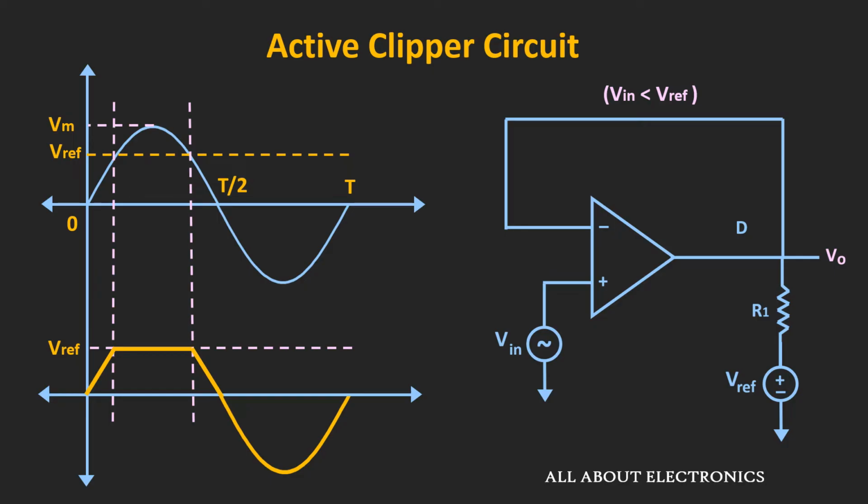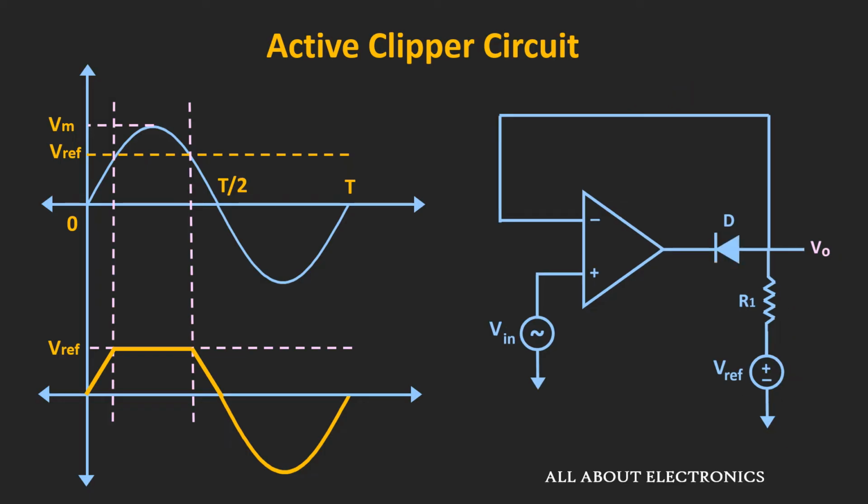So in general, for this active clipper circuit, if we apply the sine wave with a peak value of Vm, then at the output we will get this type of waveform. So in general, for this clipper circuit, we can say that if V reference is the reference voltage, then any waveform which is greater than the reference voltage will get clipped.